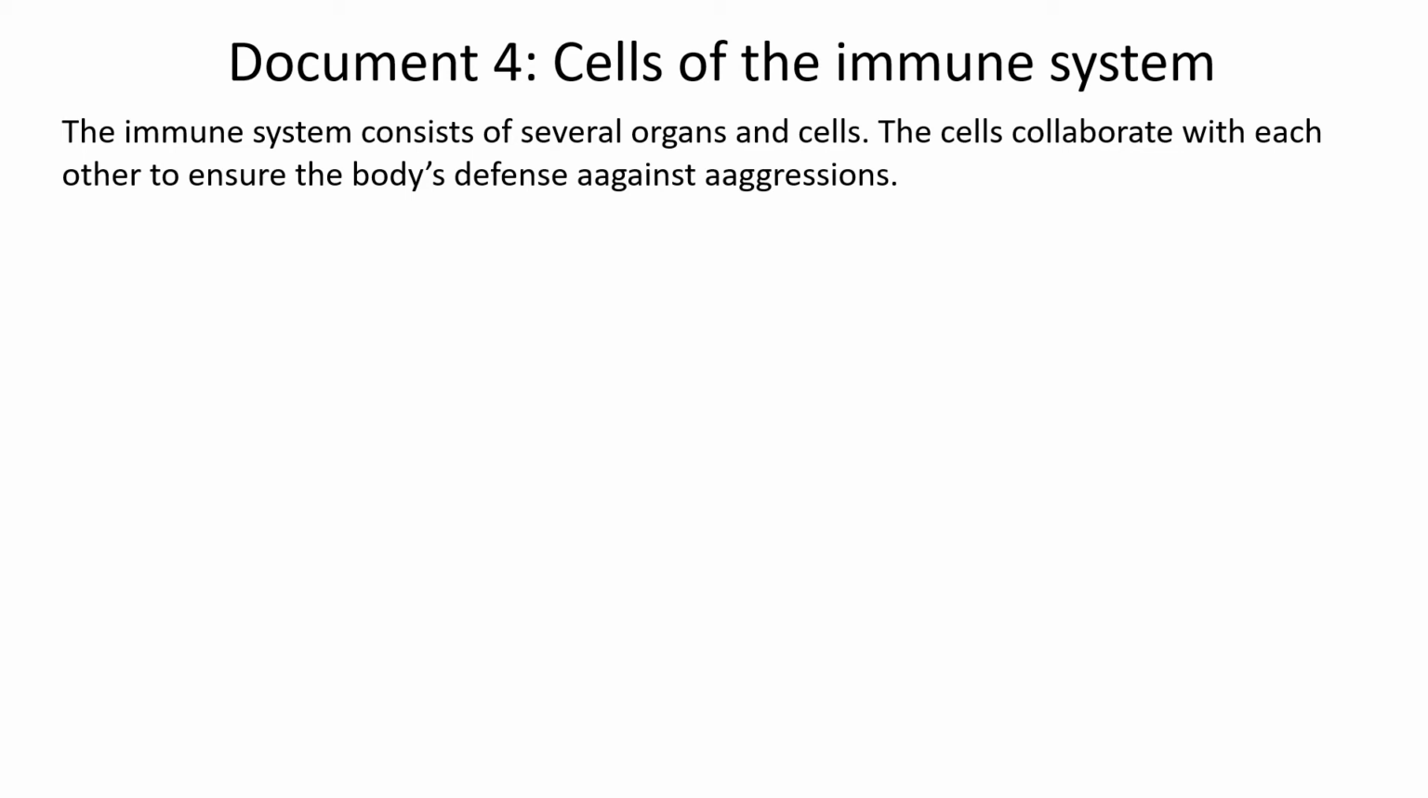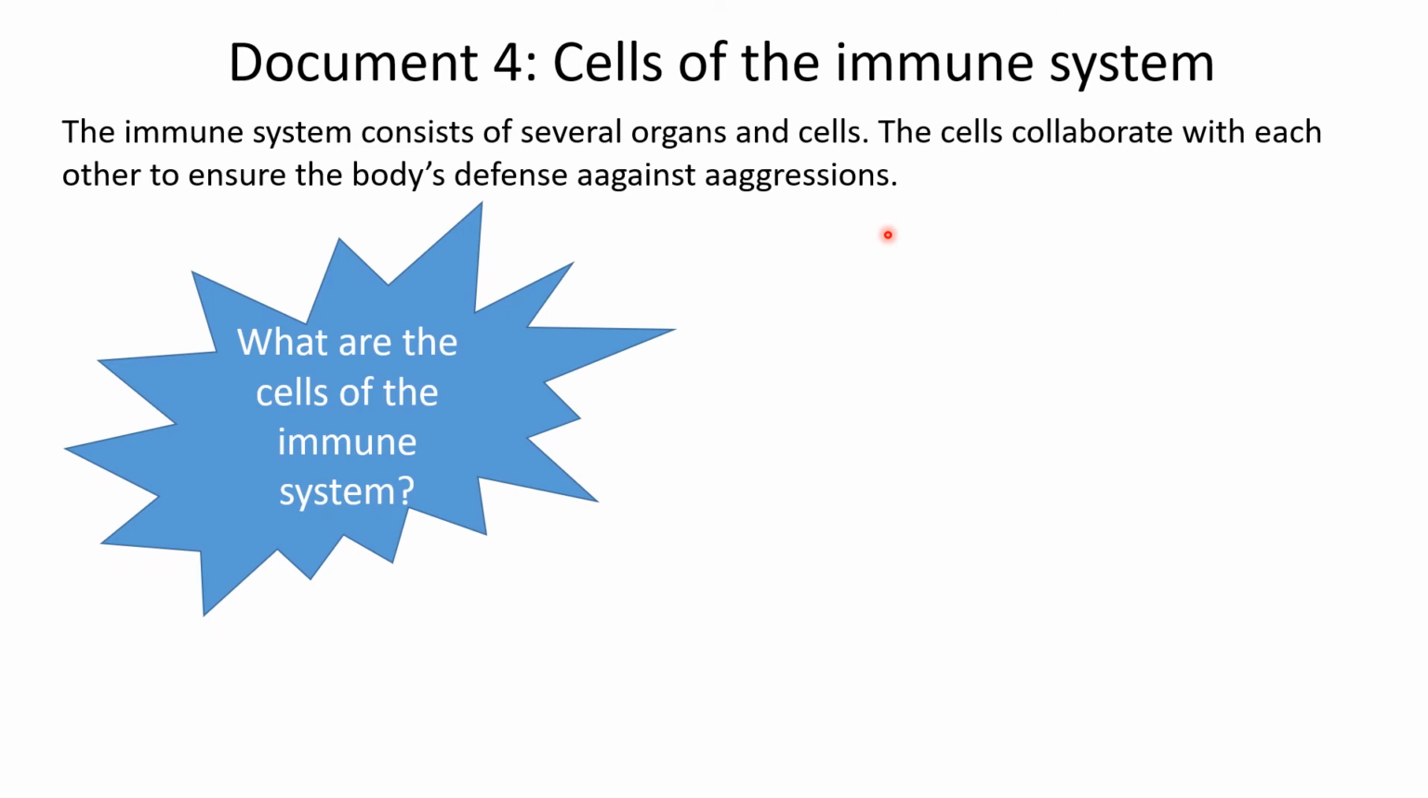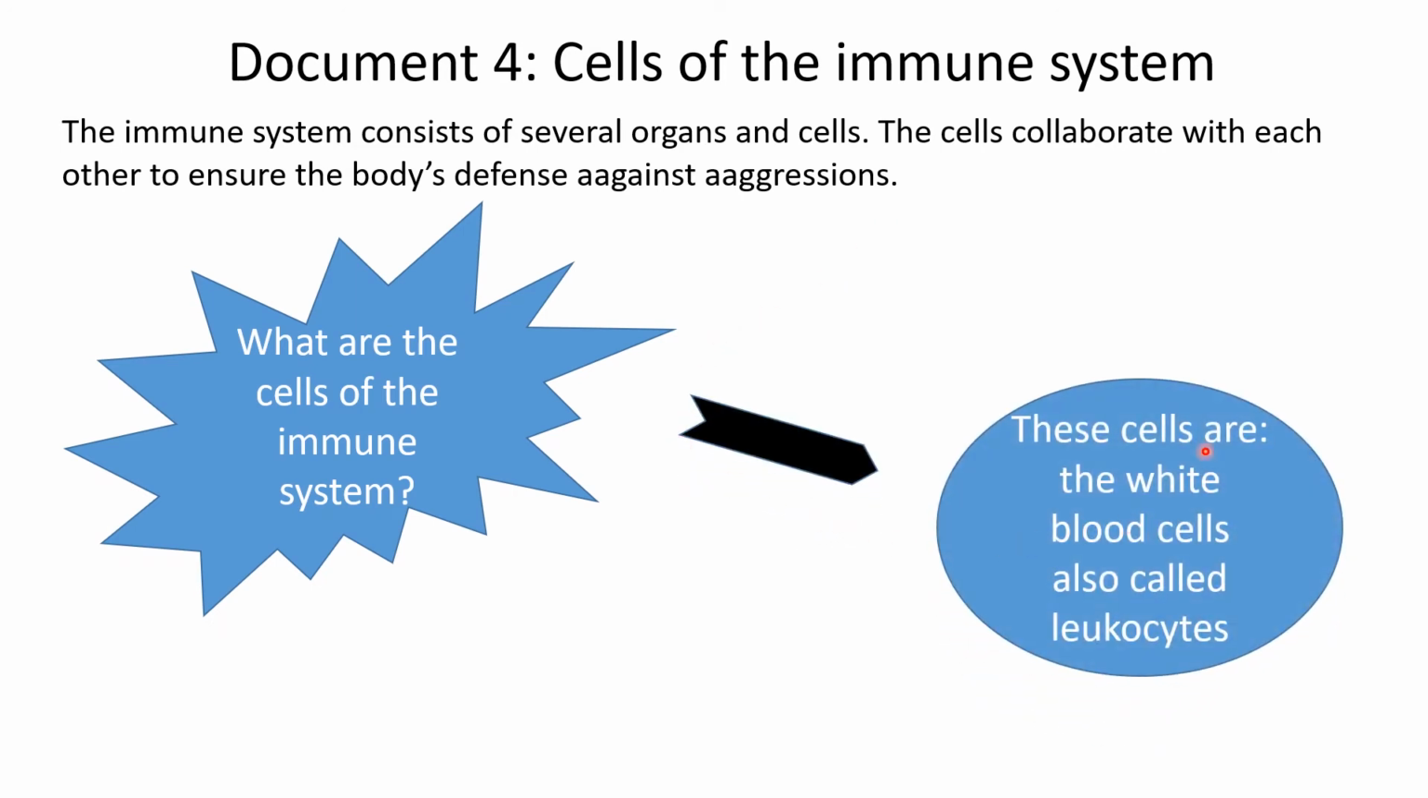Let's start talking about the cells of the immune system. The immune system consists of several organs and cells. The cells collaborate with each other to ensure the body's defense against aggressions. What are the cells of the immune system? These cells are the white blood cells, also called leukocytes.